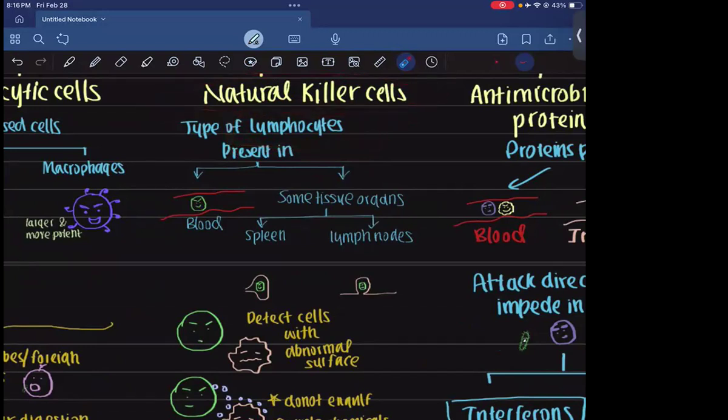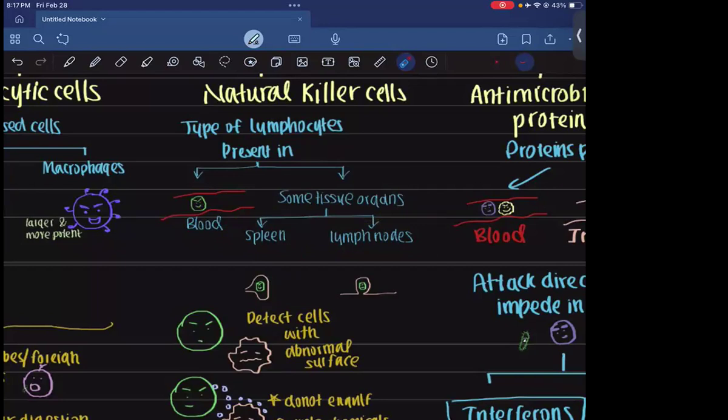So where are they going to be present? Natural killer cells will be present in blood. In your blood, these natural killer cells can be present, and also they can be present in some tissue organs, the tissue organs of your lymphatic system. So some lymph organs also can have them. For example, they can be present in the spleen and in lymph nodes.